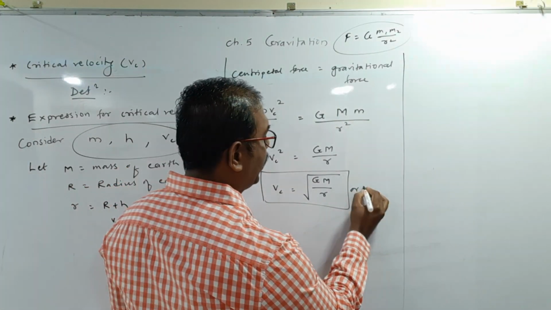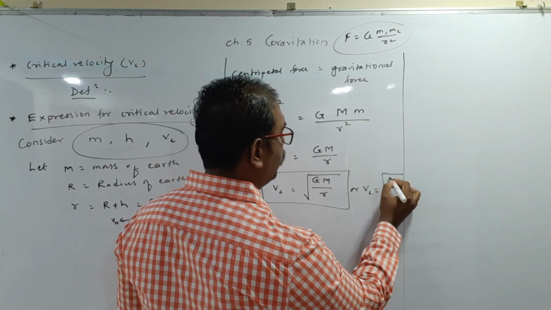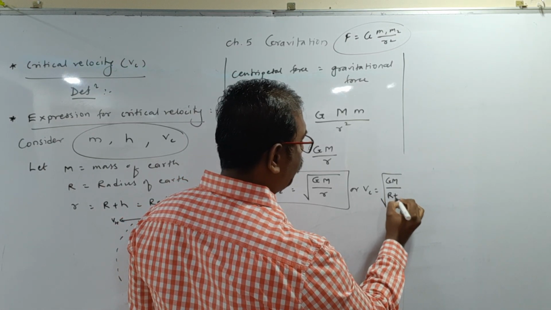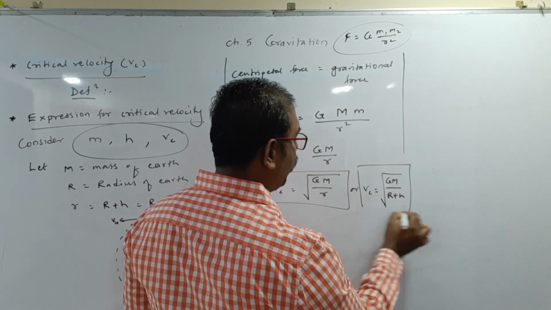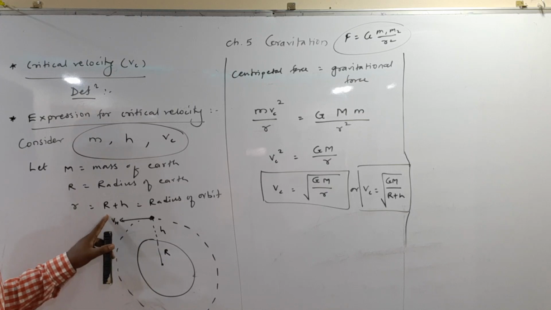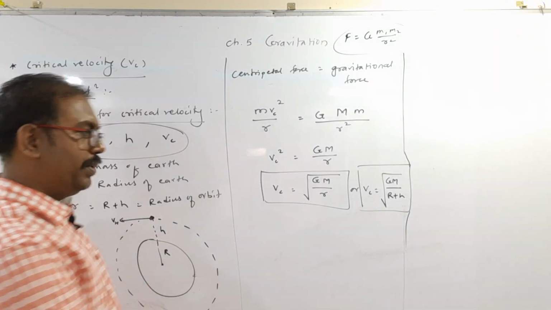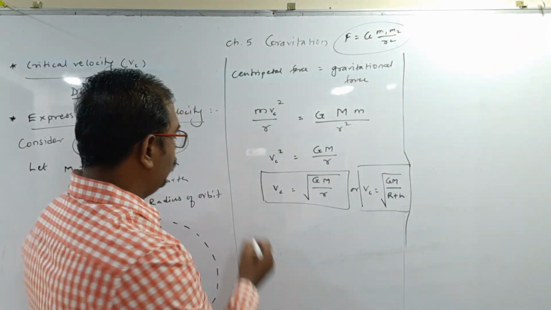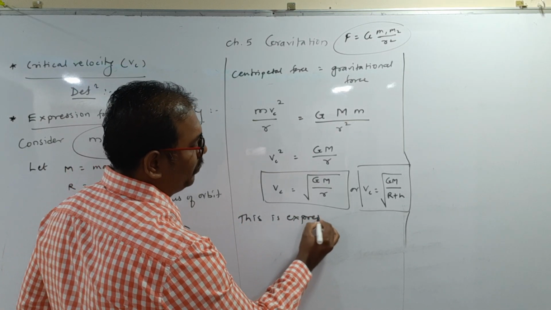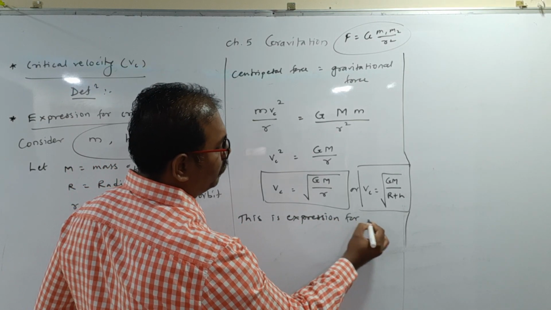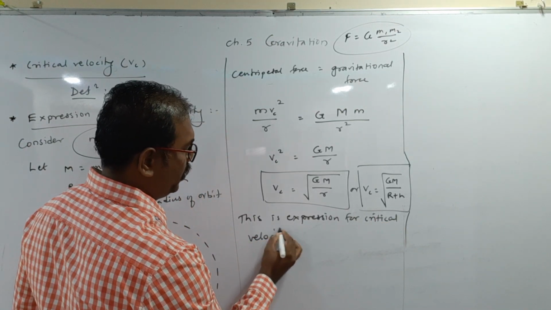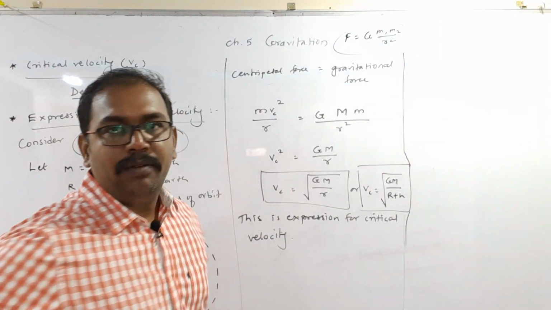Or the same formula I can write as under root GM divided by r plus h also, because this small r stands for r plus h, the radius of the orbit. So we can write the formula this way also. This is the expression for critical velocity.